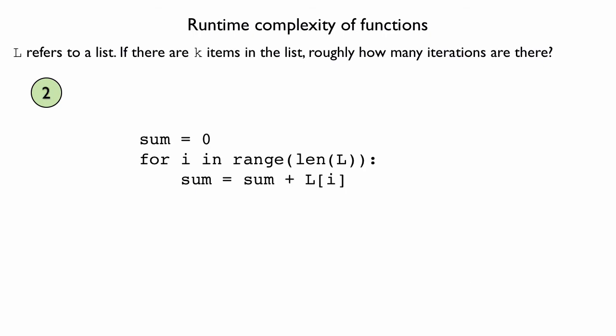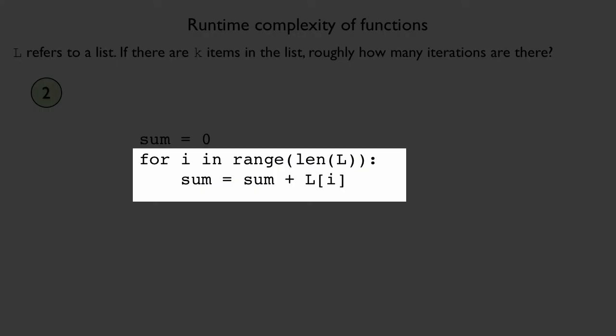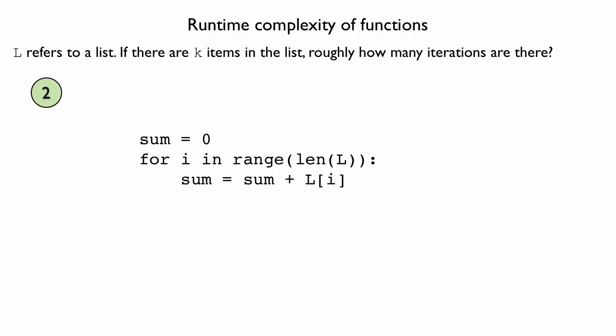Function number 2 has a for loop that goes in the range of the length of the list. We know this means all the numbers from 0 to the length of the list minus 1. These are the usable indices in the list L. But actually, this loop does the exact same thing. It looks at every element in the list exactly once. Therefore, the answer is the same. This function, like the one before, will have k iterations.